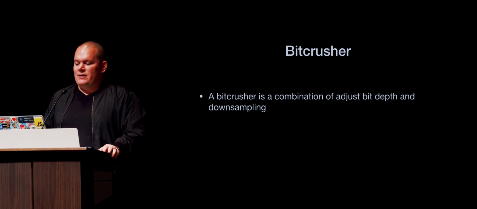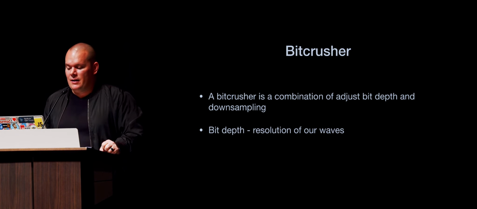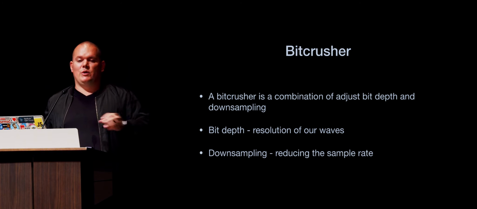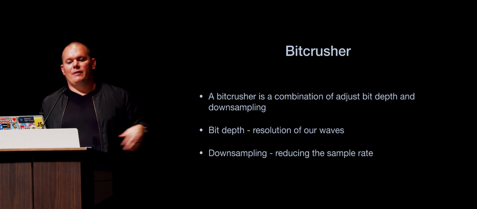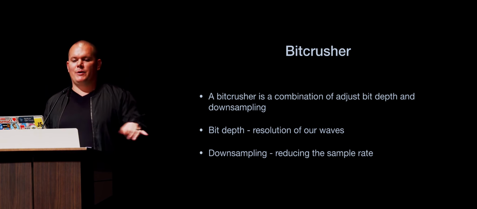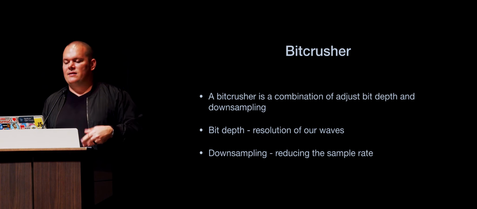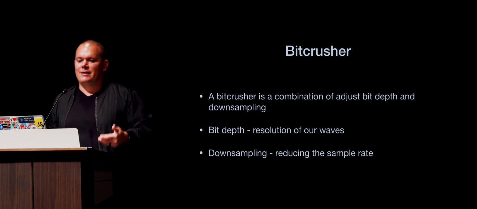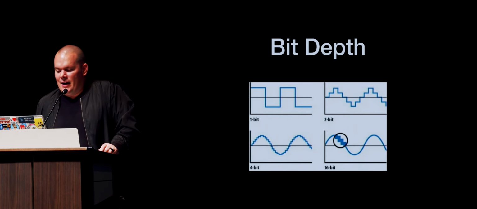If you don't know what a bit crusher is, it's a combination of adjusting bit depth and downsampling a signal. The bit depth is kind of like the resolution of your waves, and downsampling is artificially reducing the sample rate, right? We're at like 44,100 right now, but we can reduce that down. The idea is it's a kind of distortion, but it's this really cool robo distortion, and you can hear it in a little bit.